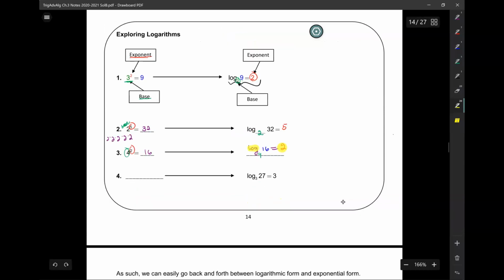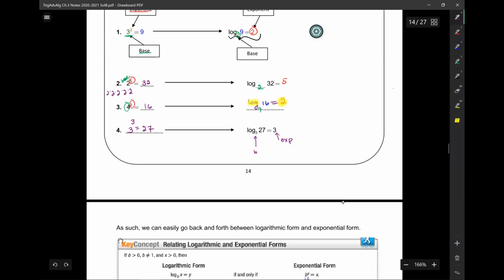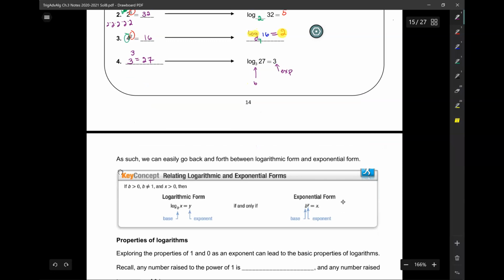All right, here we're going to go backwards. I have log base 3 of 27 is equal to 3. All right, let's identify. This is a base. This is an exponent. So how am I going to write that? The base to the power of the exponent is 27. Fabulous. And this is how we can always go back and forth between logarithmic and exponential form.